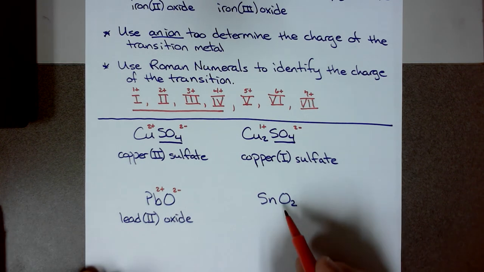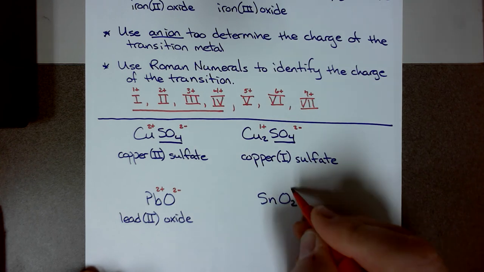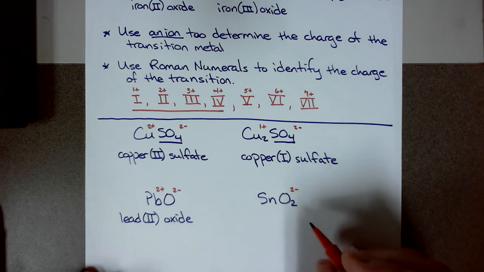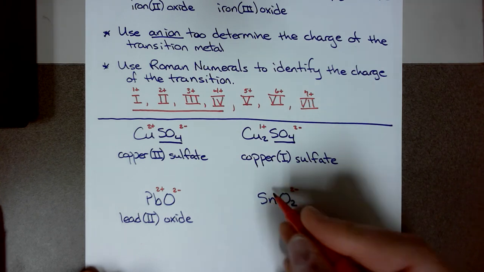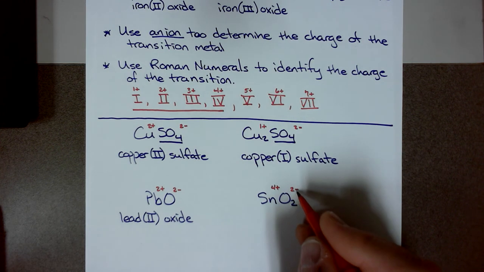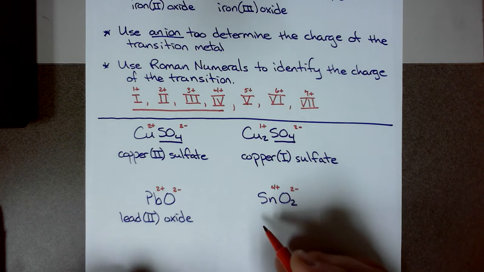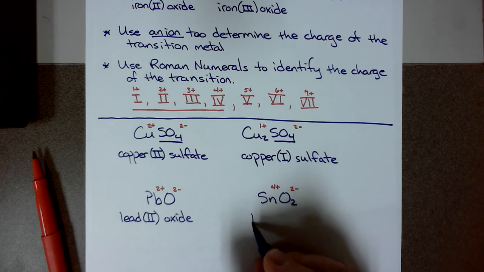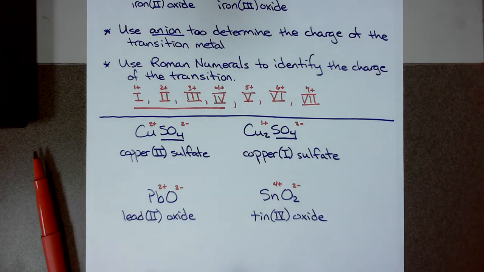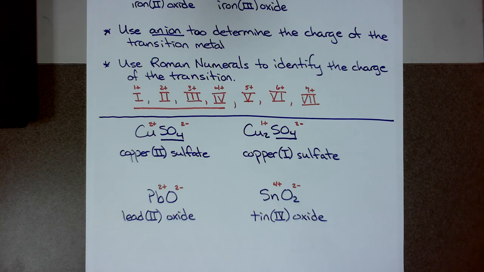And over here we have two oxygens, but each oxygen is a 2 minus, so that's 2 times 2, a total of a 4 minus for the oxygen, which means the tin would have to be a 4 plus to match this. Remember, 2 times 2 minus is 4 minus, and 1 times 4 plus is 4 plus. So this would be tin 4 oxide. So that's how we use the Roman numerals, and we determine the charge from the anions for ionic compounds containing transition metals. And that will be that for this lecture. Thank you.